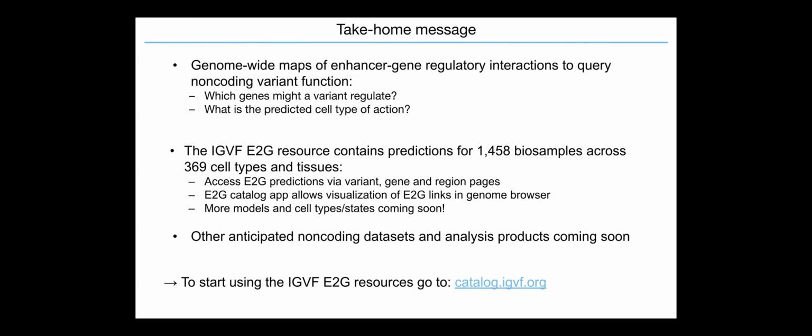You can access these predictions easily via the variant, gene, and region pages, as well as through the E2G catalog app that allows easy visualization of E2G links in a genome browser style. And we will have more models and cell types and states and tissues coming very soon, so keep an eye out on that, as well as more anticipated additional non-coding data sets and analysis products that will come soon to the catalog, allowing you more additional ways to query non-coding variant function and use it for your work.